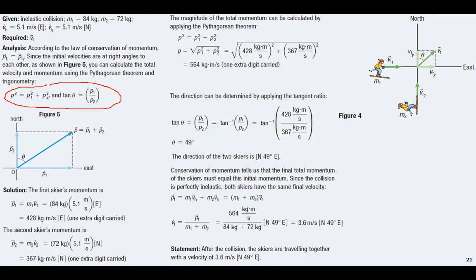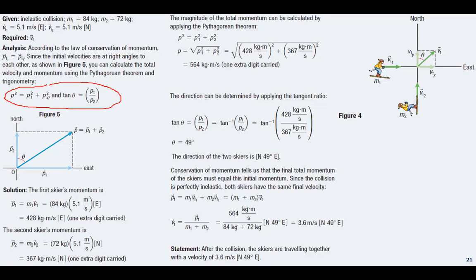So here we are just using the vector addition, right? The direction can be determined by applying the tangent ratio. Tangent theta equals P1 over P2. And then theta is just arctangent P1 over P2. And this gives us theta equals 49 degrees. So the direction of the two skiers is east of north, 49 degrees.